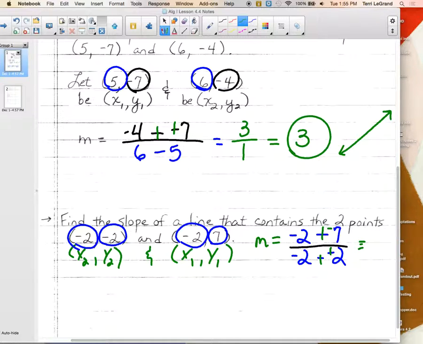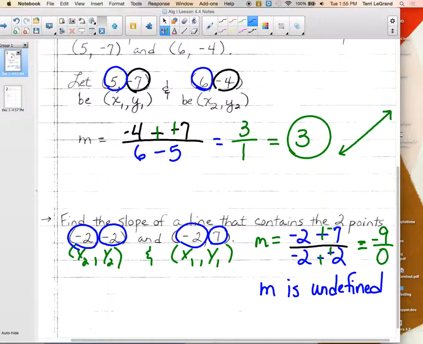So negative 2 plus negative 7 is negative 9. And negative 2 plus 2, that's 0. Can we divide by 0? We cannot. So we would say slope m is undefined. Our slope this time is undefined. It's not 0. Negative 9 divided by 0 is not 0. Can't divide by 0. Therefore, we have an undefined slope.